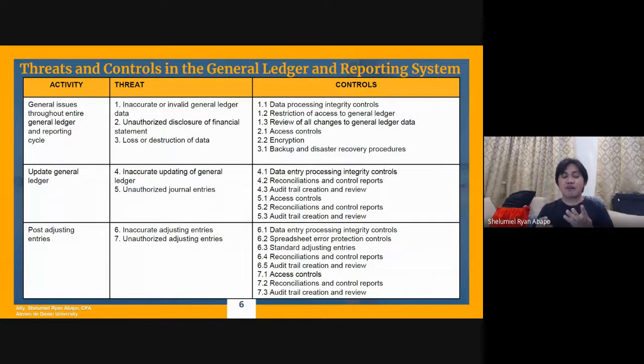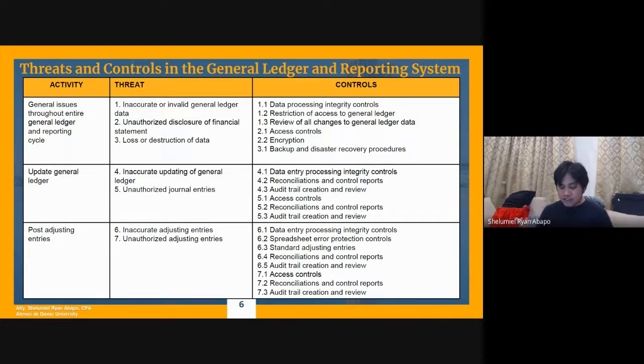But of course, following yung ating discussion ng other cycles, meron tayong general issues of the general ledger and reporting system before we discuss the different activities. Again, meron tayong general issues. What are the threats ng general issues ng general ledger? Obviously, the first threat there would be the inaccurate or invalid general ledger data. So how do we mitigate this particular threat of an inaccurate or invalid general ledger data? Okay.